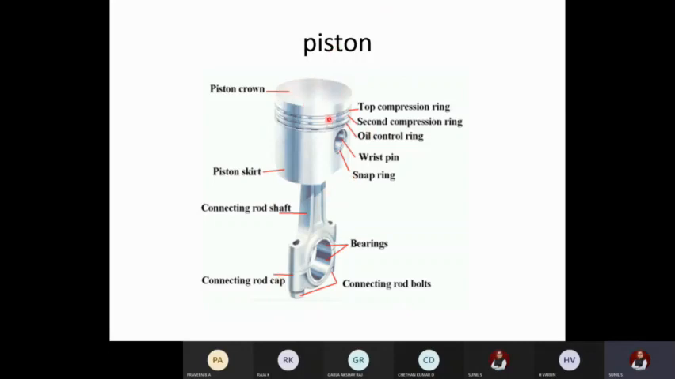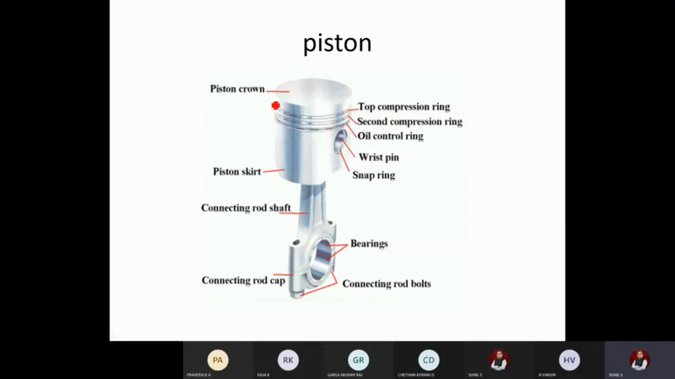There will be 3 rings here. The top one is called the compression ring, the second is also a compression ring, and the third is the oil control ring. Usually the first ring, please listen carefully, the first ring helps in sealing the gases. Okay, so here it helps in just avoiding the gases from flowing outside.